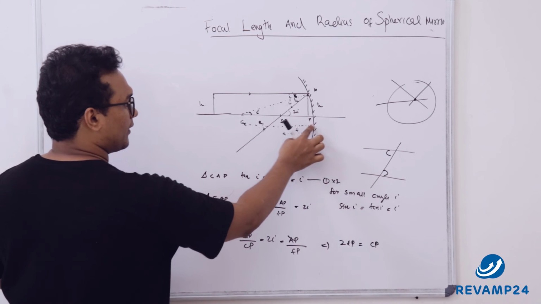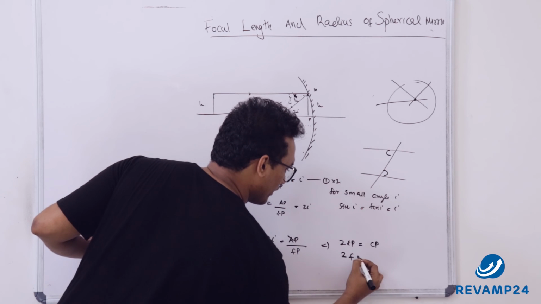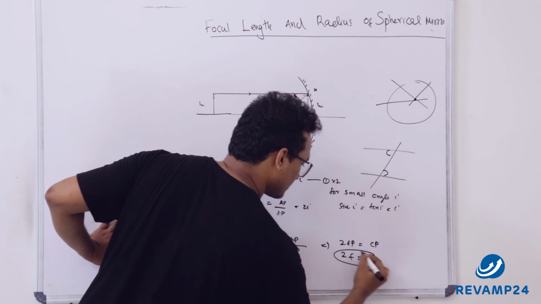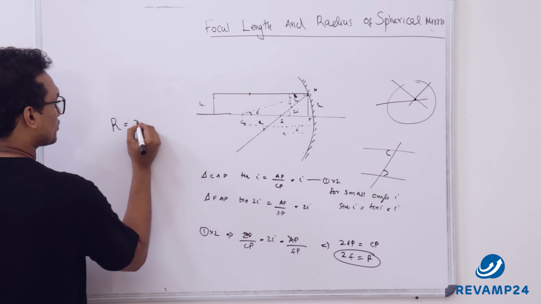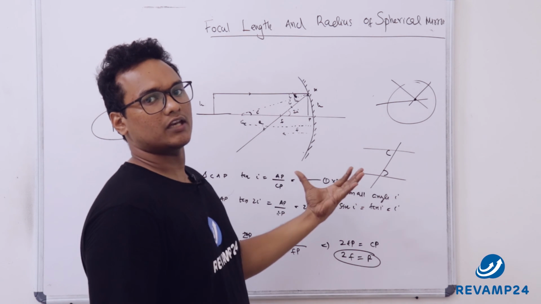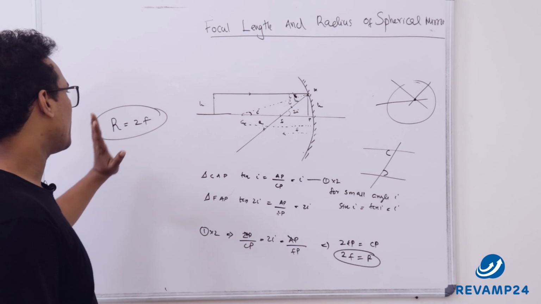What is FP? FP is the focal length. So 2 into f is equal to, what is CP? CP is the radius of curvature. So R is equal to 2f. This is what the whole derivation says. This is very, very important. Always R would be equal to 2f.